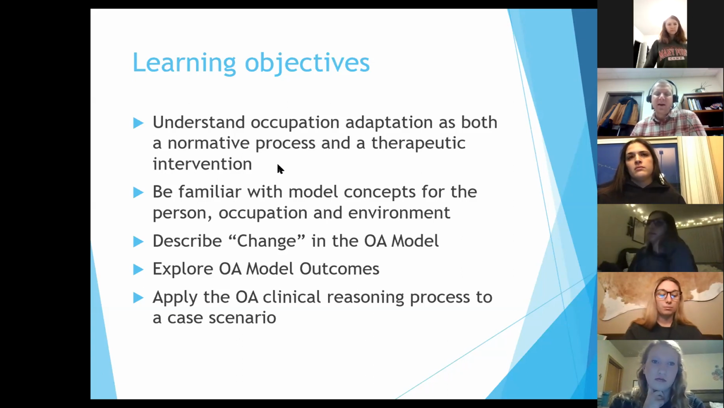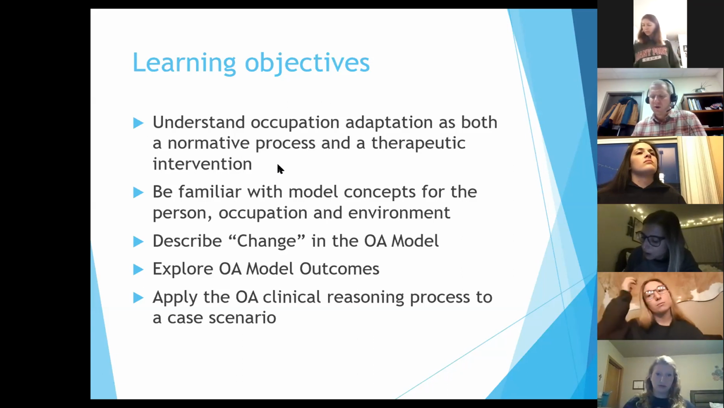Explore OA model outcomes. What do we hope to achieve with our clients? And then applying our OA clinical reasoning to a case scenario. And I came up with an activity for you guys to work with.